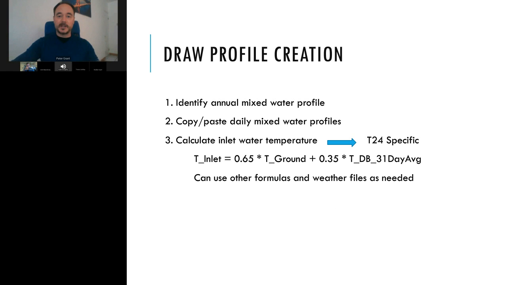And this equation is the one that's used in Title 24. So it's designed for Title 24. And you just calculate the inlet temperature based on the ground temperature and the average outdoor temperature over the last 31 days. And I want to point out that other equations can be used as needed. So if you have an inlet water temperature algorithm that you think matches your case better, that can be done.